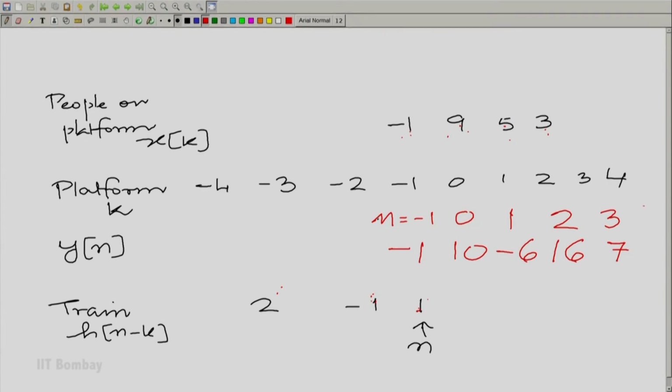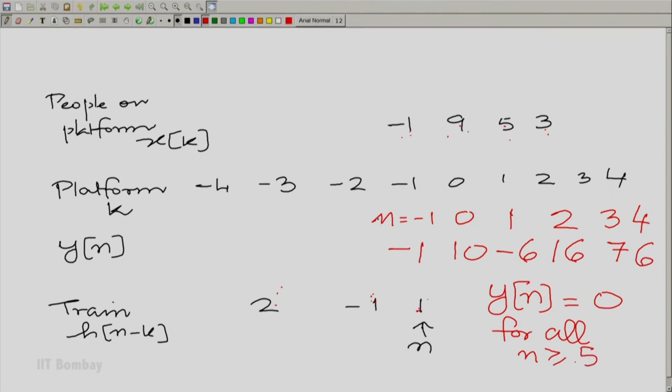And finally, at n equal to 4, you have the last point, the last person in the bogey, that is 2 gets multiplied by 3, and that gives you 6. And again, y of n is equal to 0 for all n greater than equal to 5. And of course, y of n is equal to 0 for all n less than equal to minus 2.